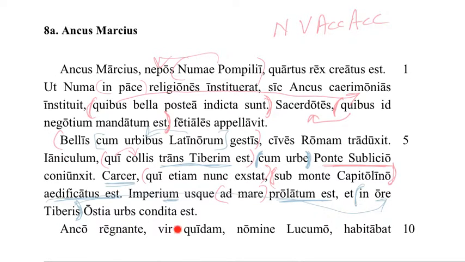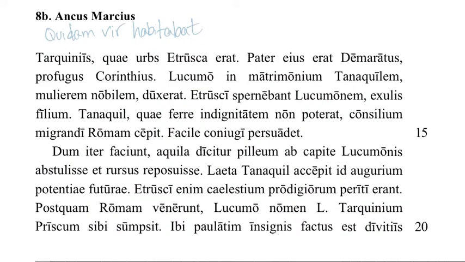Enco regnante, vir quidam nomine lucumo habitabat. And of course, we have to finish the sentence on the next page. But before we go, we can see that we have this relative clause, right? Not relative clause, ablative absolute. So, during his reign, vir quidam. Oh, here is our subject, nominative. And notice we've got that quidam. Whenever you put that dom on the end of a Q word, it means a certain man. What do we know about this guy? His name is Lucumo. And we know that he was alive, or he was living somewhere during Ancus's reign, and we'll have to turn the page to see what happens next.